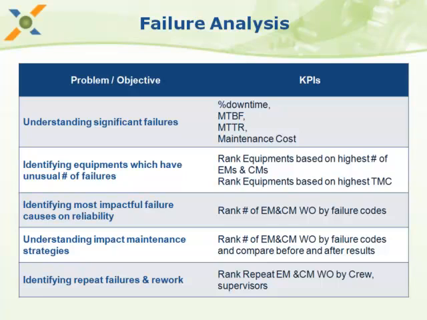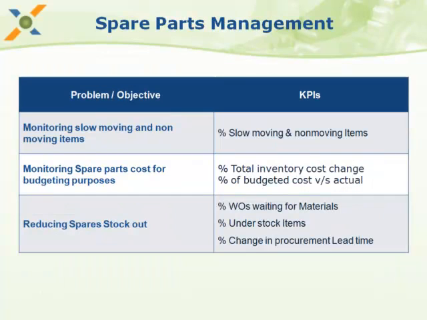In spare parts, monitoring slow-moving or non-moving items, we can identify the percentage of slow-moving items. This will allow you to identify the inventory levels which are almost dead, or something that you cannot utilize. And based on that, you can then make decisions whether to continue with that inventory or not.